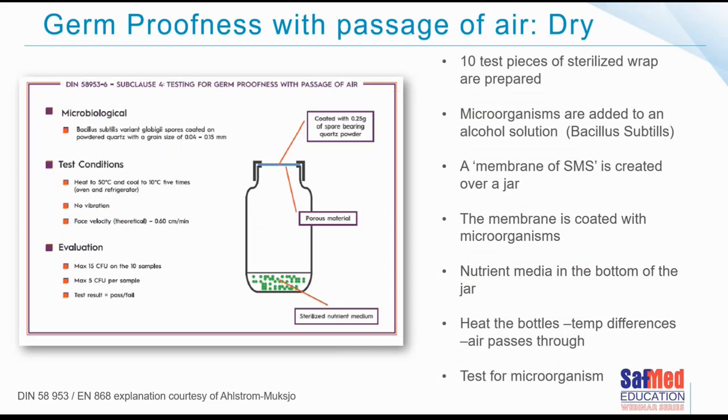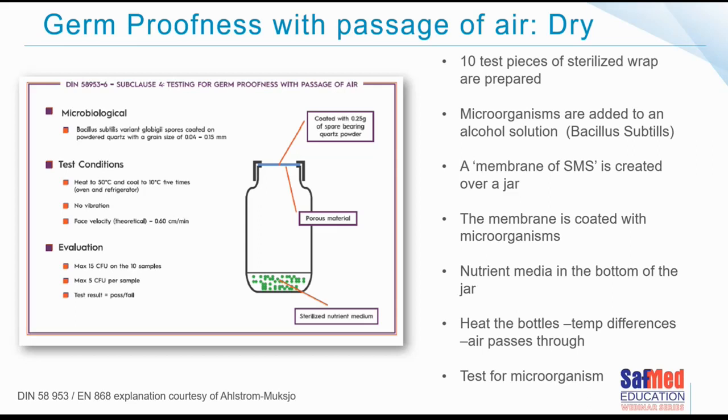Right, so moving on to the dry test. The dry test is similar in nature, except it's dry. So we use a jar. In the bottom of the jar is the media. At the top of the jar is where they will affix a piece of sterile barrier material. That piece of sterile barrier material is inoculated with a solution of Bacillus subtilis in alcohol. So we create a membrane on top of the jar.